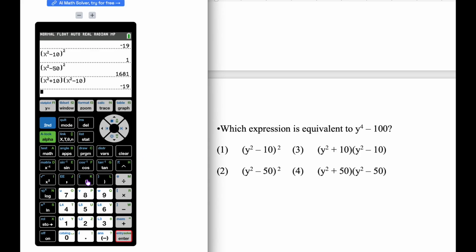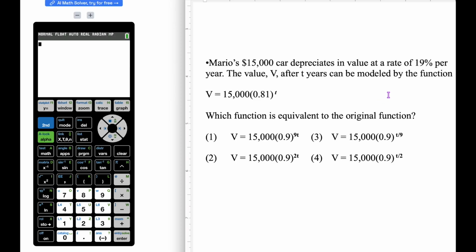And this time I'll show you that number 4 doesn't work since we have the time to do it. It does not take that long. X squared plus 50 x squared minus 50 and enter. Definitely not negative 19. There you go. I'd like you to try this one on your own.